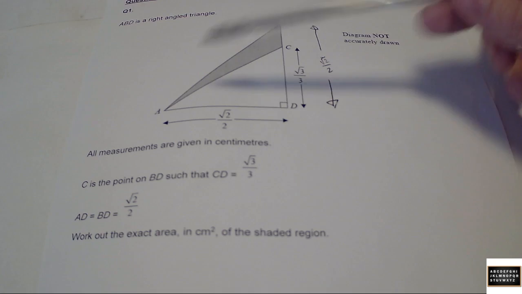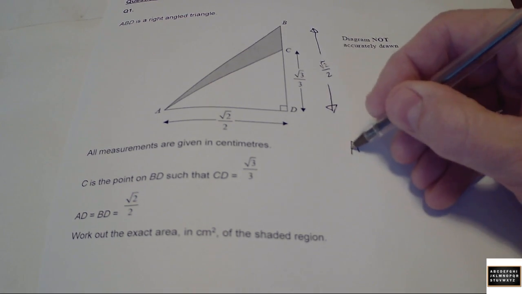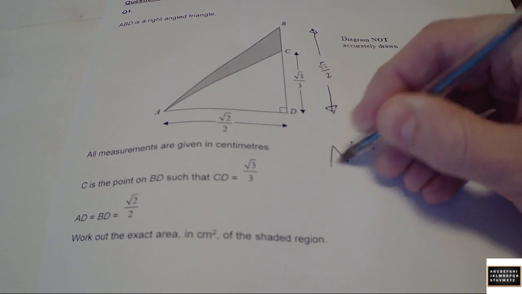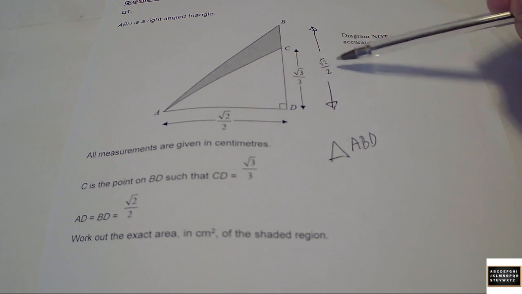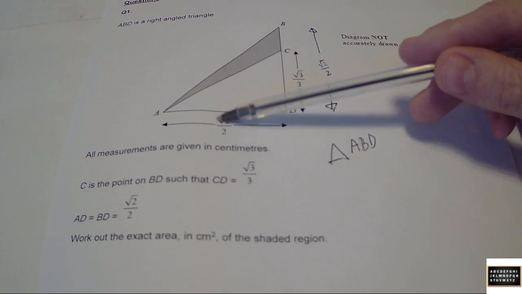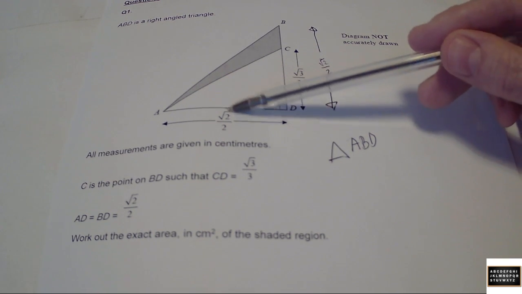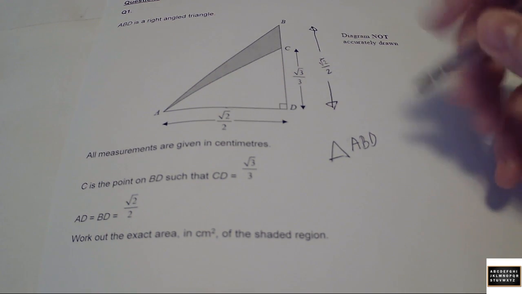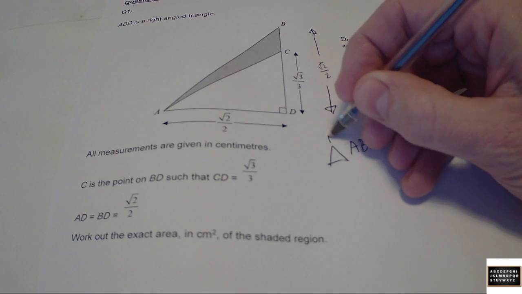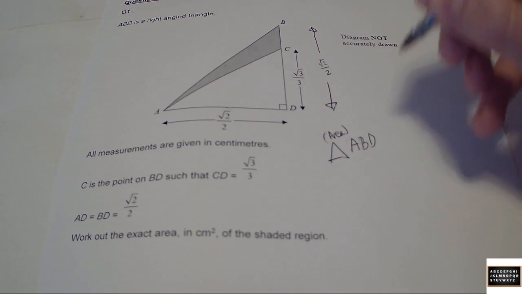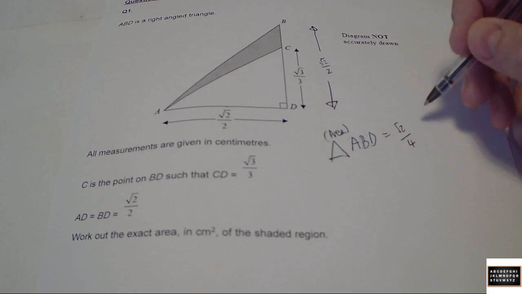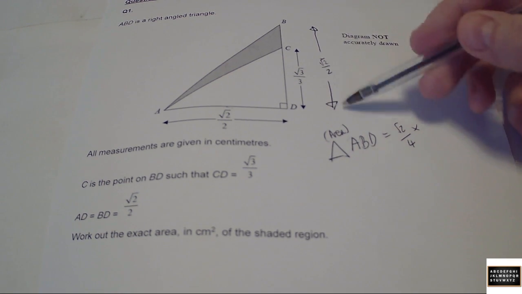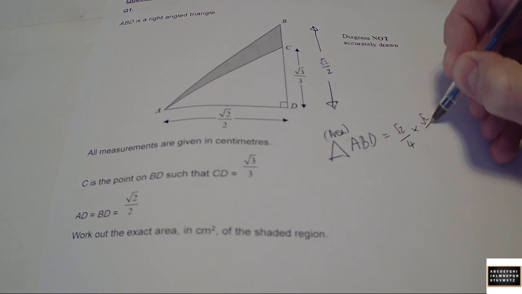So in order to look at the big triangle, ABD, we're going to look at that one first, triangle ABD, and we're going to do half the base times the height. So half of this, so root 2 over 2 is the value, so if we halve that, it's going to be root 2 over 4. I'm just going to show the examiner that I'm doing that, root 2 over 4, and then times this height, so root 2 over 2.